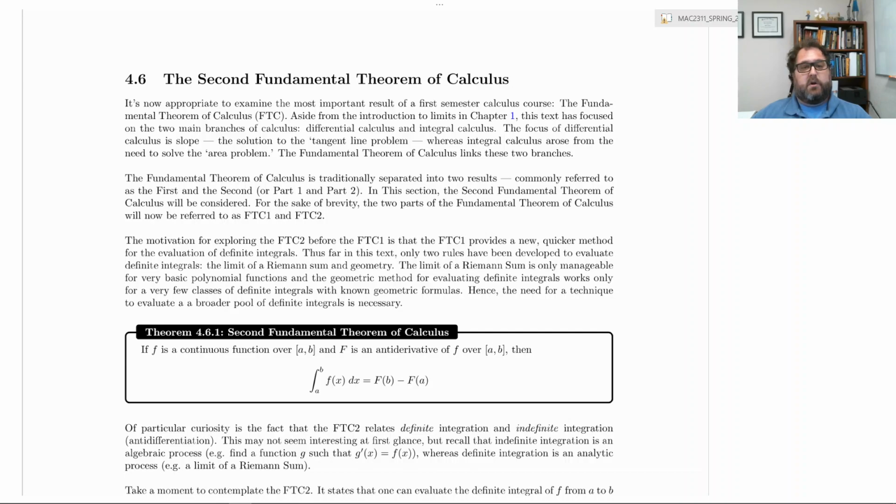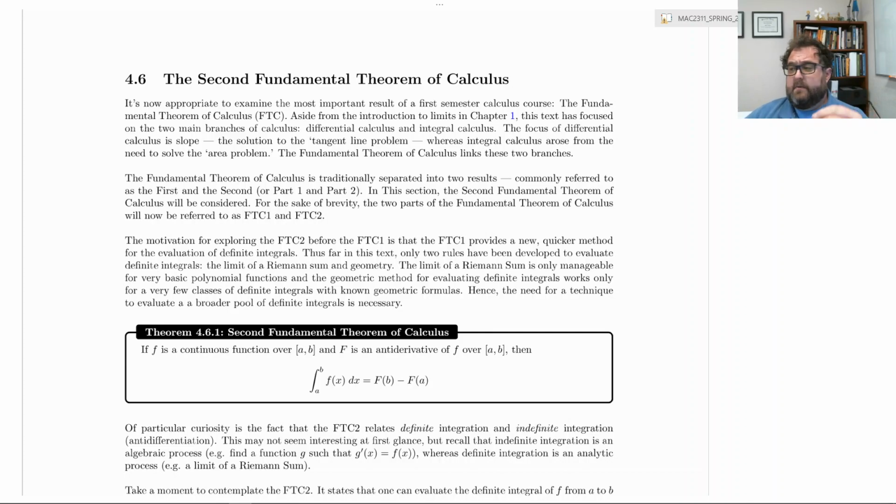Welcome back. Today we're going to talk about part of the most important result of this class. There's something called the fundamental theorem of calculus. The fundamental theorem of calculus is the monumental result of a first semester calculus class. Now the thing is, the result is usually broken down into two separate parts, called the first fundamental theorem of calculus and the second fundamental theorem of calculus, or part 1 and part 2.